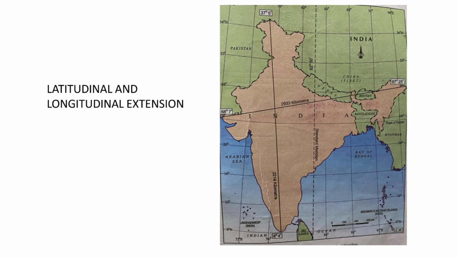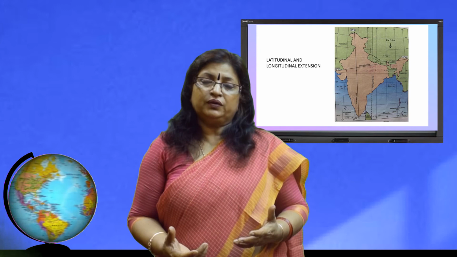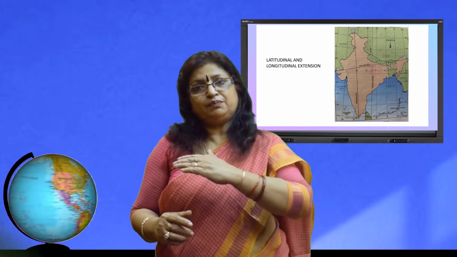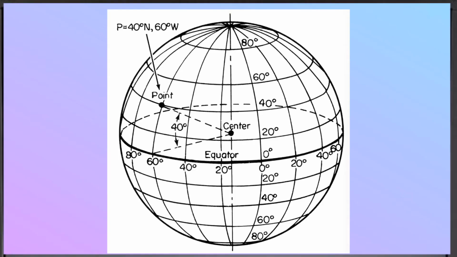Let us take the case of the longitudinal extension. As I already told you, there are 30 degrees of longitude that pass over our country. Let us find out the importance of longitudes over a country. As you all know, children, there are 360 degrees of longitude that can be marked on a globe. I have already told you what a globe is. Let me repeat it again. A globe is a true replica of the earth which shows the exact shape of the earth.